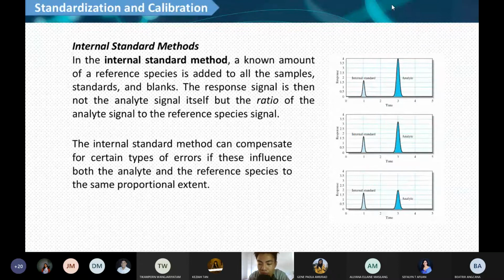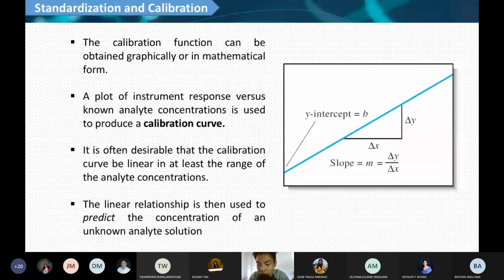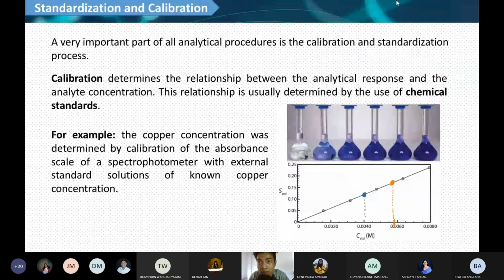So, that's quite different with this technique, this external standard calibration, because what's the difference? In external standard calibration, you set the calibration curve with external standards. Okay.